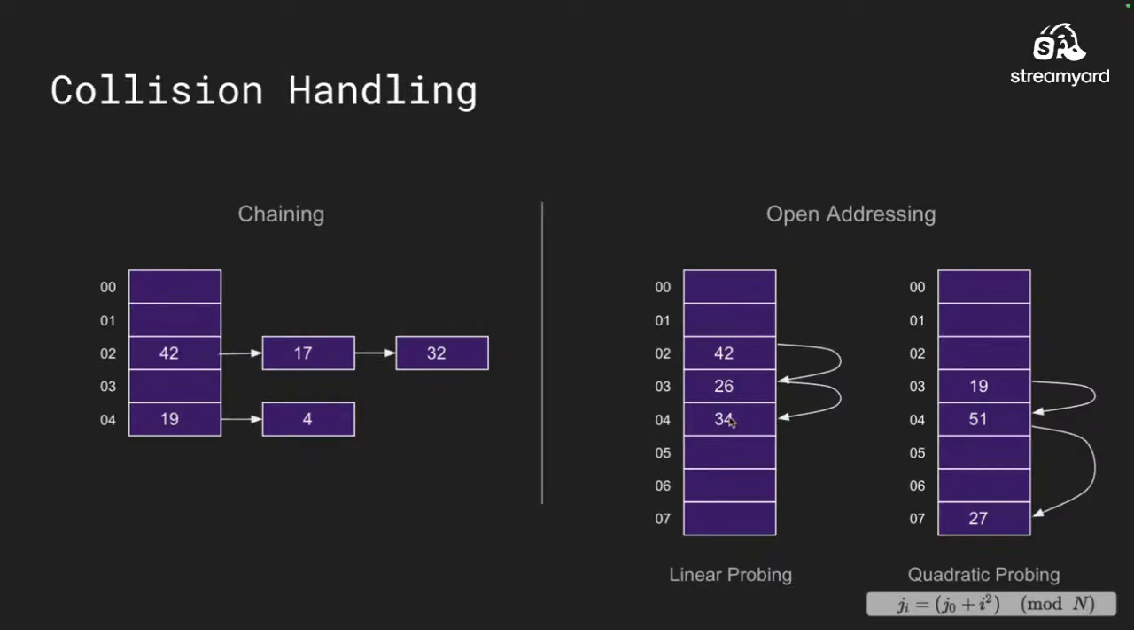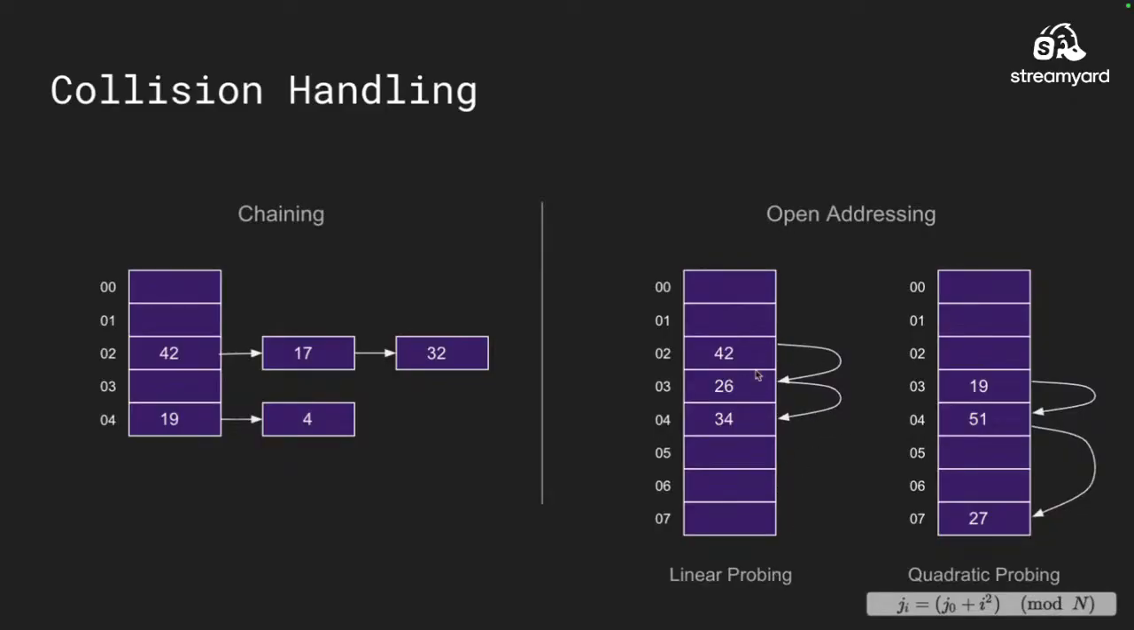Now we got 34. So 34 will go into the second index, and it will see that it's already occupied. So it goes to the next index that is also already occupied. And eventually it will land on the fourth index where we'll put 34. So as you can see, it goes one step at a time. And this is called linear probing.